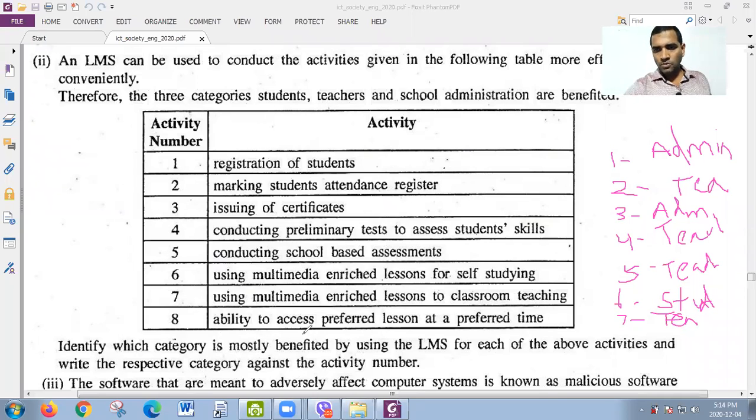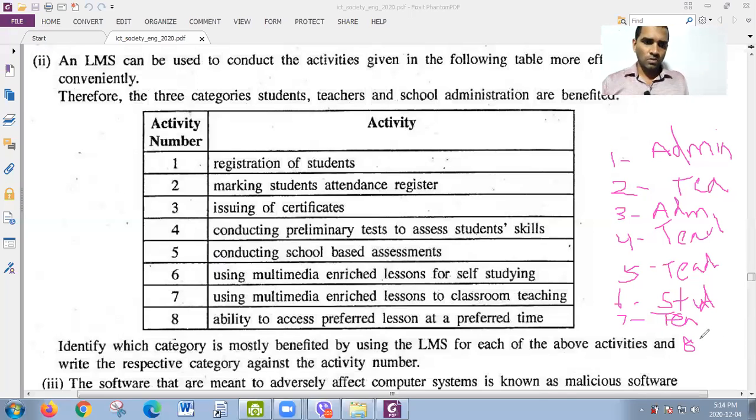Last, ability to access preferred lesson at preferred time. You may access any lessons at any time, right? So definitely it is for you. While you're at home, while you're traveling, while you're at a friend's home, you can access your school website, because LMS should be web-based. So it is a website, and you can simply log in and use it, right? So that is number 8. This is for students.